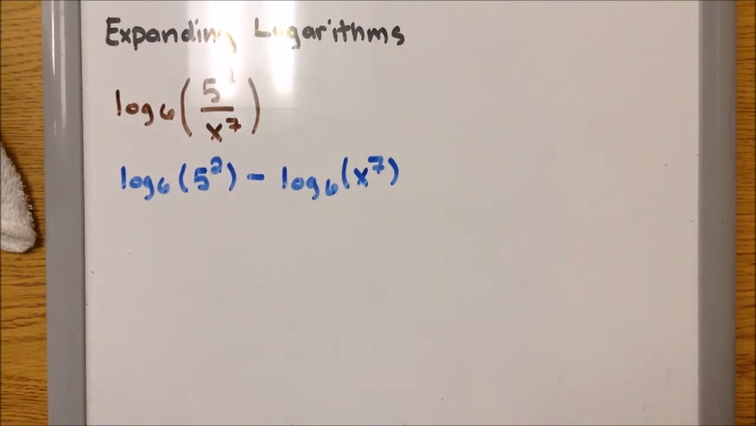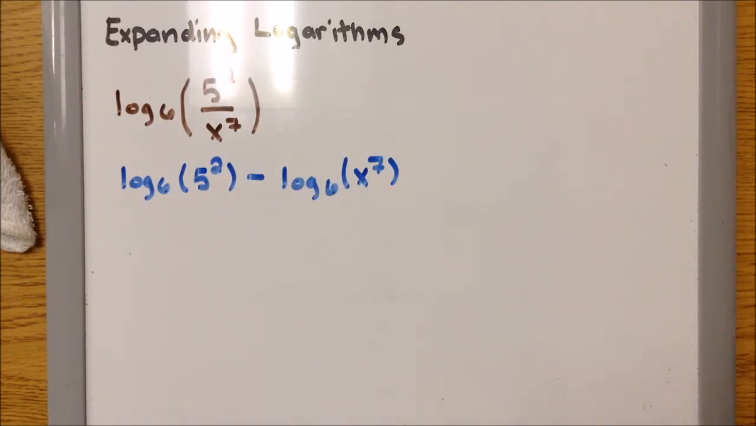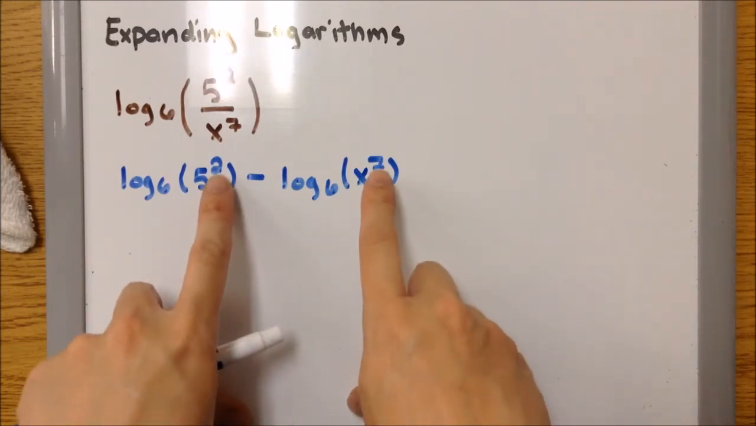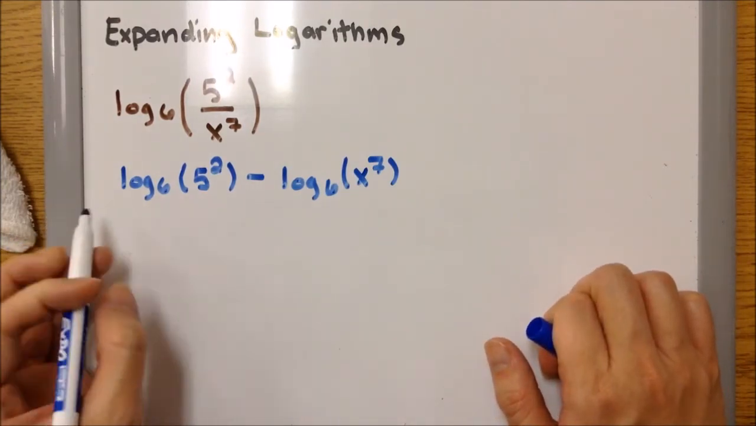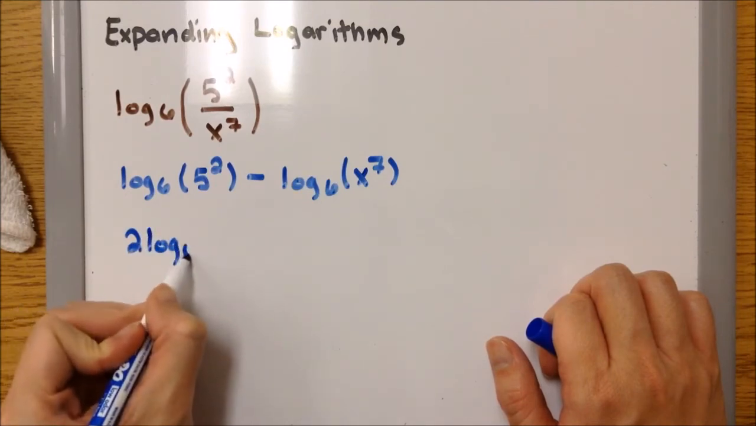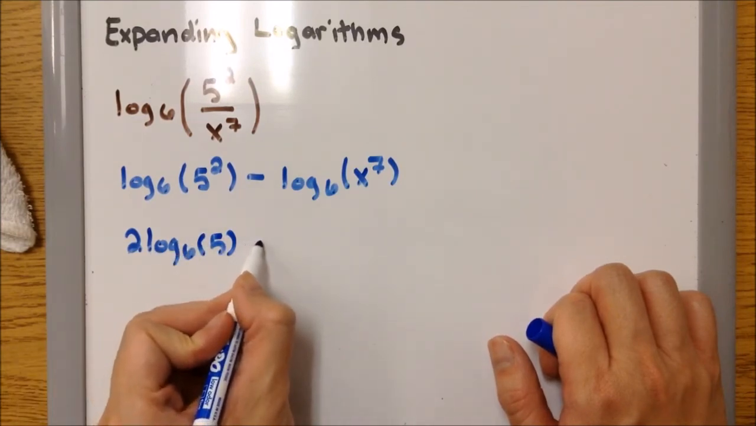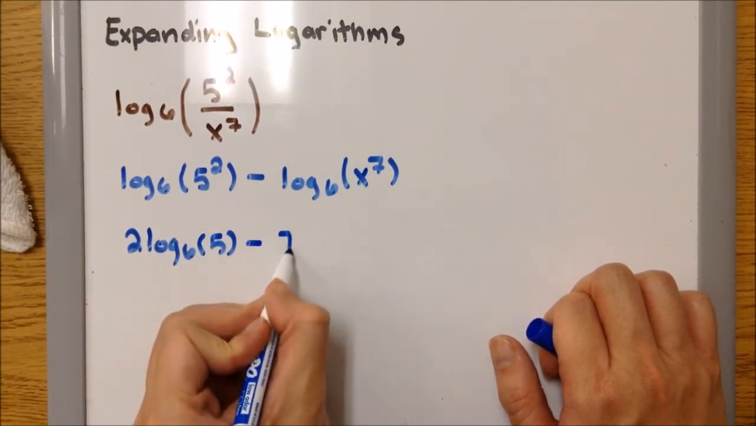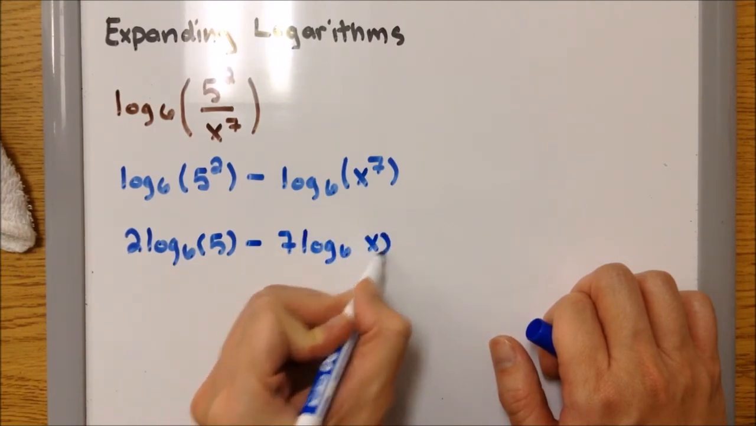So the only thing we have left to worry about is the square and the 7 because those are exponents. So that means we have to use the power property. So the power property, all we have to do is just move the exponents in front of log. So what we're going to have here is 2 log base 6 of 5, and then minus 7 log base 6 of x.